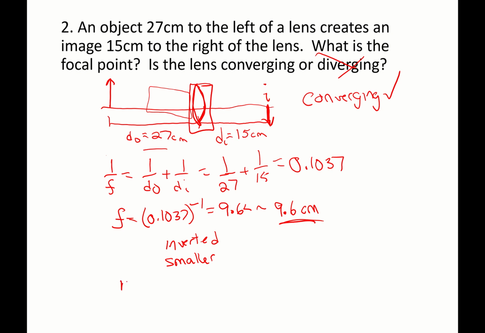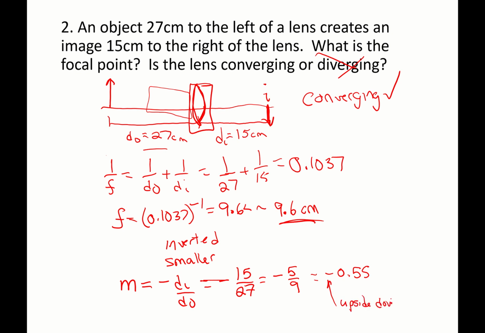But let's just do a calculation. What's the magnification? Magnification is minus DI over DO. So it's going to be minus 15 over 27. And let's see, both of those divide by 3. So it's going to be minus 5 over 9. 1 over 9 is 0.111, so it's going to be minus 0.55. Okay, so the negative means it's upside down. The magnification of 0.55 says that the image is 0.55 times as high as the object.